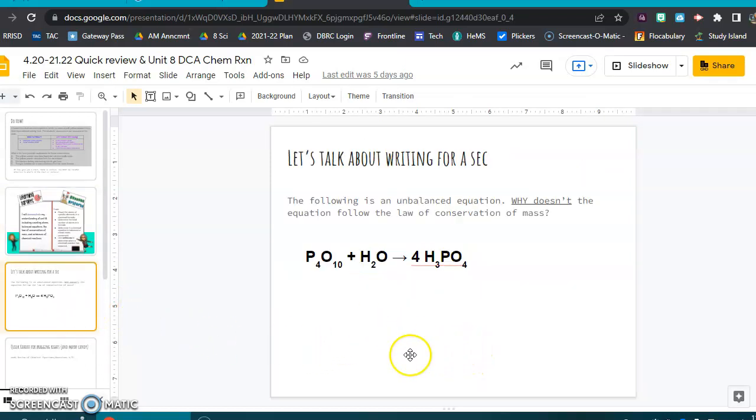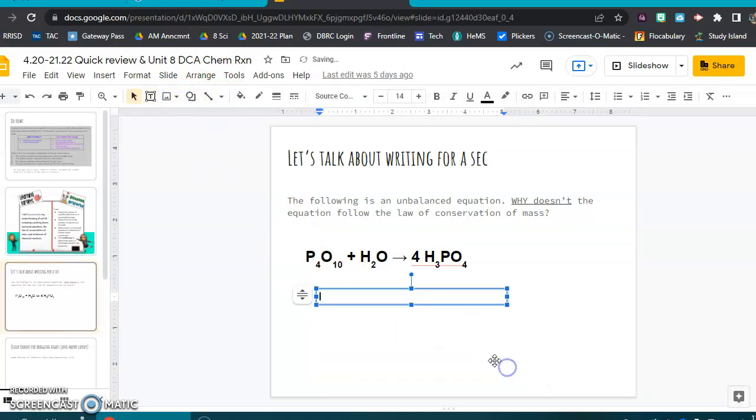Why doesn't this one follow the law of conservation of mass? Well, let's start by counting atoms on both sides. I have 4 phosphorus here, and I take the coefficient and multiply it by everybody. So in the case of phosphorus, 4 times 1 is 4. So you know what? Let's draw that out here. Let me add a text box here. There we go. So I have phosphorus, and on this side, I have 4, and then on this side, I have 4. So that's pretty balanced. Let me check my oxygen, my O.